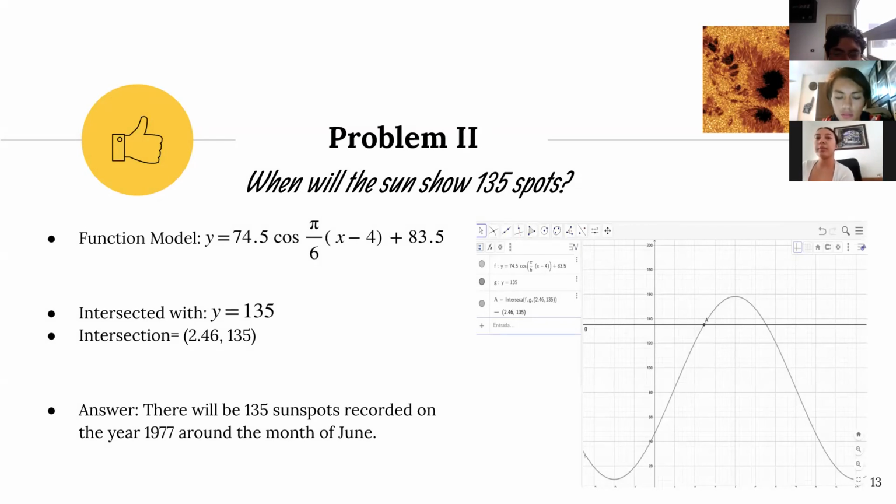The second problem asked us to find in what year and month there would be 135 sunspots recorded. Similar to the previous process, we graphed a horizontal line in the form of y equals 135. From this, we found out that around the month of June in 1977, there would be 135 sunspots.